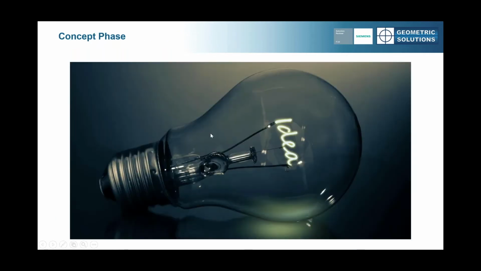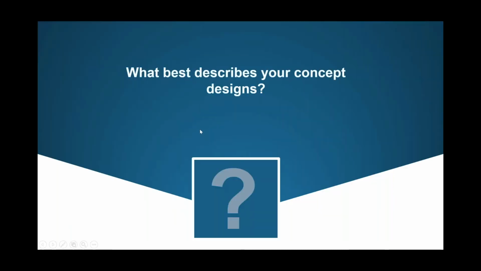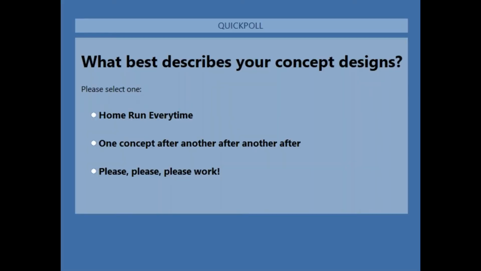So let's look at these one at a time. The first is the concept phase. You've got an idea, and maybe it is a cocktail napkin. Well, let's have our first poll question. We're going to poll each one of these three categories. So our first poll, what best describes your concept designs?